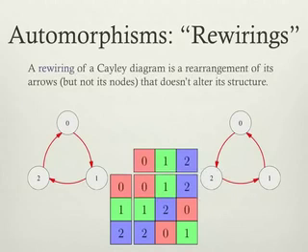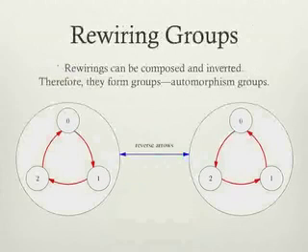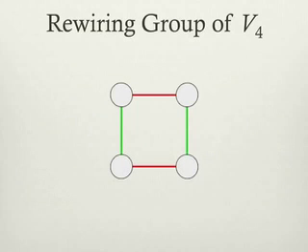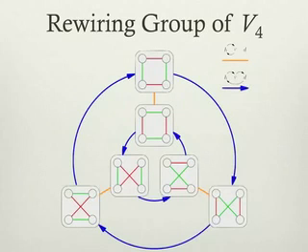So one way to rewire the Cayley diagram on the left is simply to reverse its arrows. And reversing them again gets you back to the Cayley diagram on the left again. So I can form a little group whose actions are the ways to rewire the cyclic group of order 3. It's a very small group. It's a group with just these 2 elements. Right? Some rewiring groups are larger. For example, the rewiring group of the Klein 4 group has 6 elements.